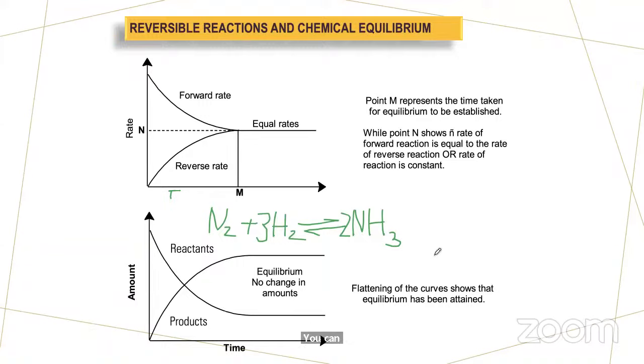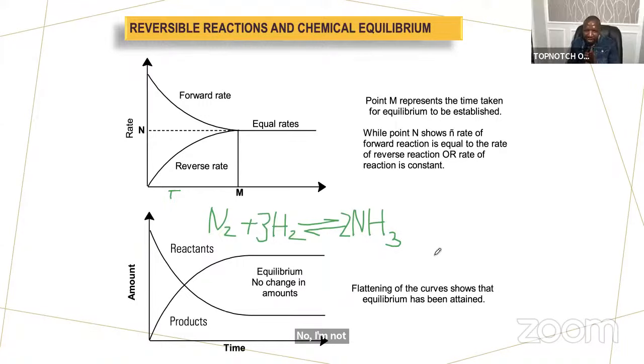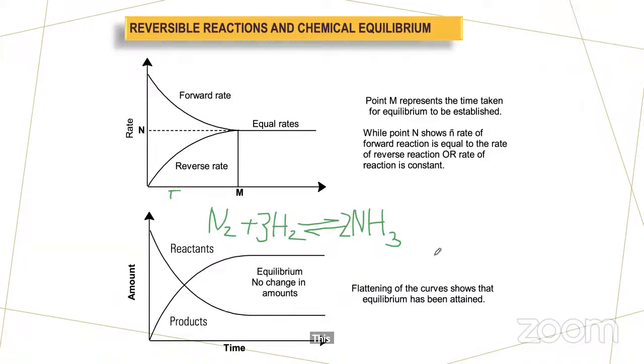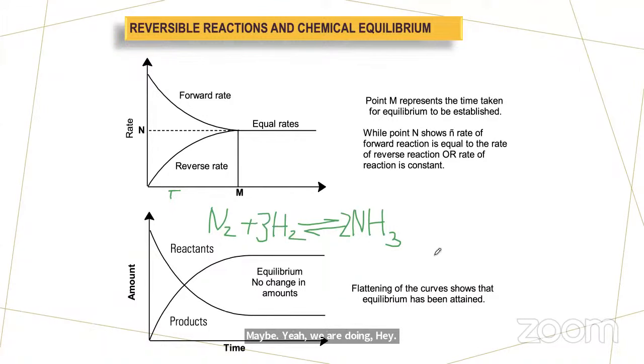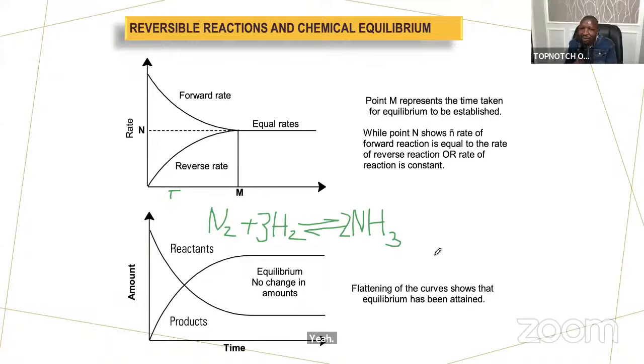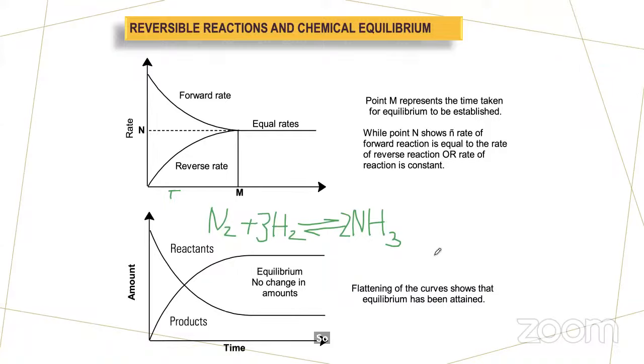Yes. Here we are having a reversible reaction. This is nitrogen and hydrogen to form ammonia. The forward reaction is the formation of ammonia. The backward reaction is the one that involves the decomposition of ammonia to form nitrogen and hydrogen.